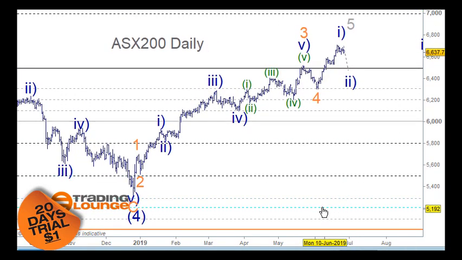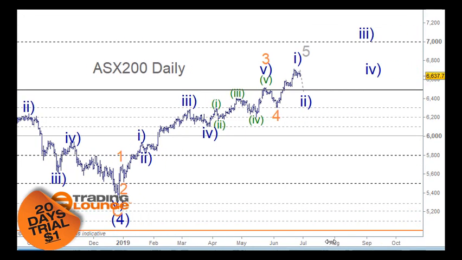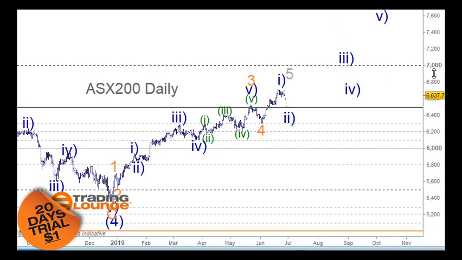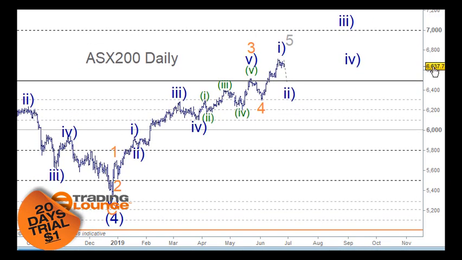Okay, so as you know, we've been looking at this move up through here as wave 1 and 2 here in orange, minor degree, and then 5 waves here for wave 3, wave 4 here, and then looking at this move here as wave 1 and back for wave 2, roughly to the 6500 area here, and then looking at wave 3, 4 and 5 and so on to the upside there.